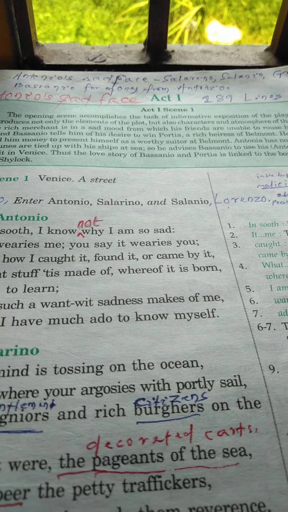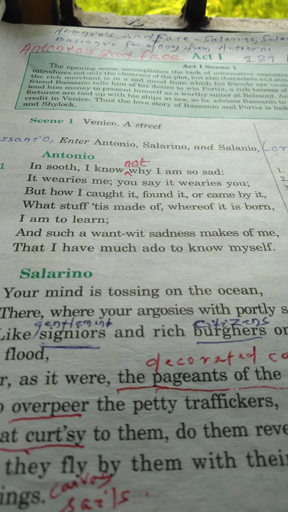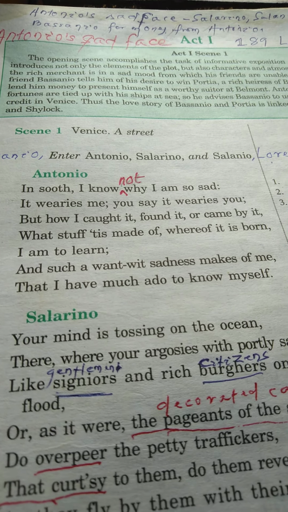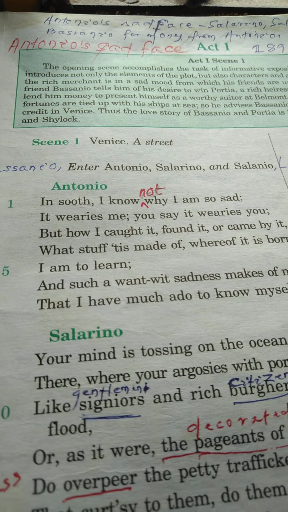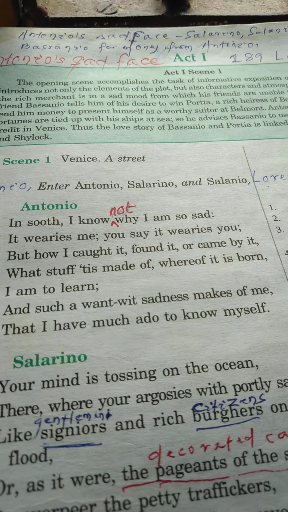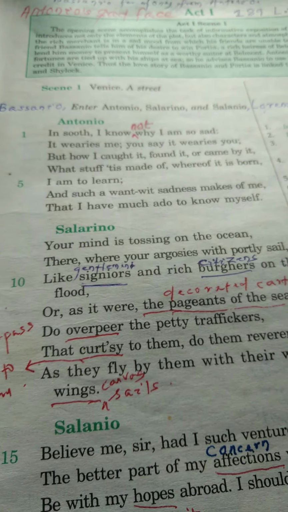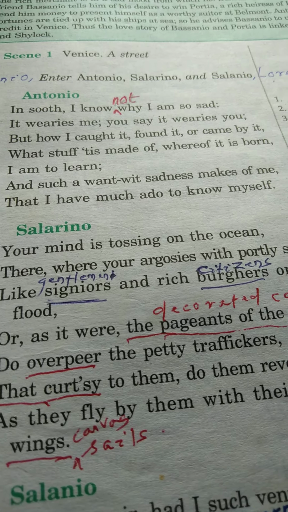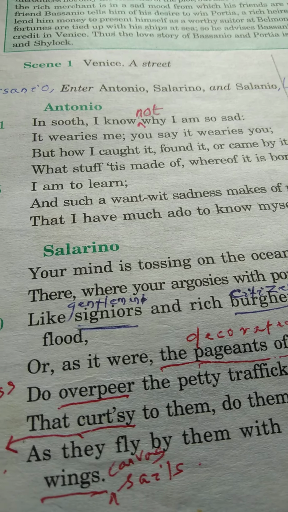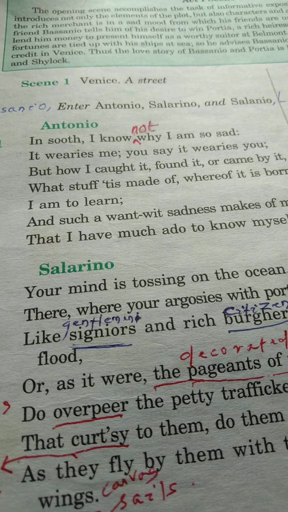Going over to Salarino, what he speaks: Your mind is tossing on the ocean. Salarino screens out some of the possible reasons why Antonio feels sad. Reflecting on it, he says, your mind is tossing on the ocean. You are too much worried about the ocean.